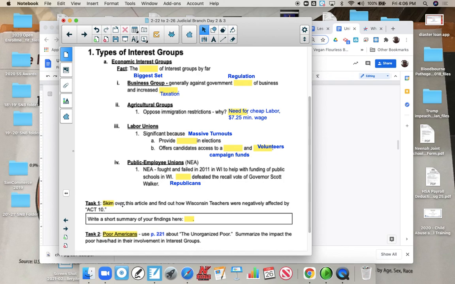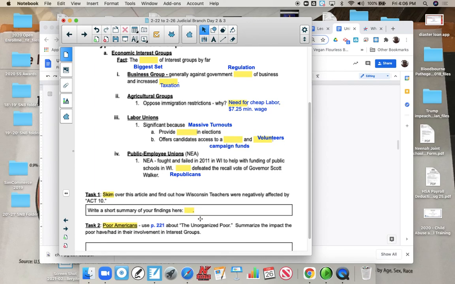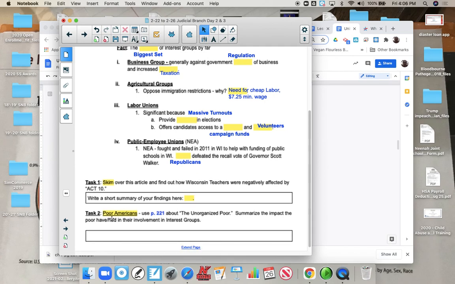So here's your first task. I want you to skim over an article that is linked right here. This is not blue, but in your assignment it is, your doc. Click on it and find out how teachers were negatively impacted during Act 10. Just 1 or 2 things here in a sentence or so. Then go to page 21 and find out how poor Americans, the unorganized poor, impacted our country, or maybe don't impact our country when it comes to interest groups. Okay, now is a good time to stop and pause the video. Don't forget, by the way, to start up the video when you're done with those 2 tasks.